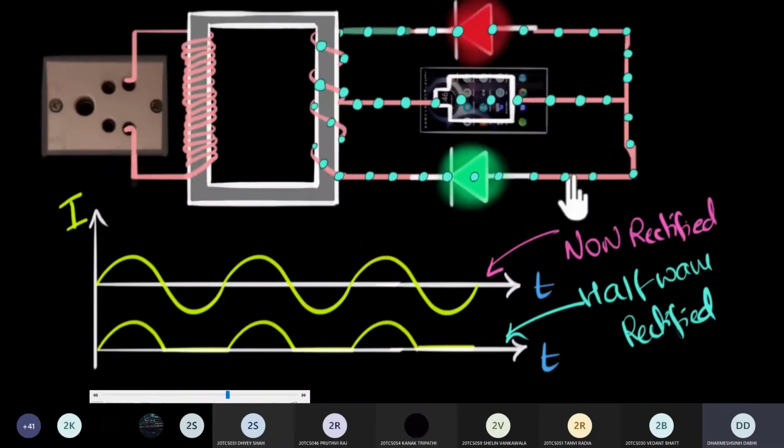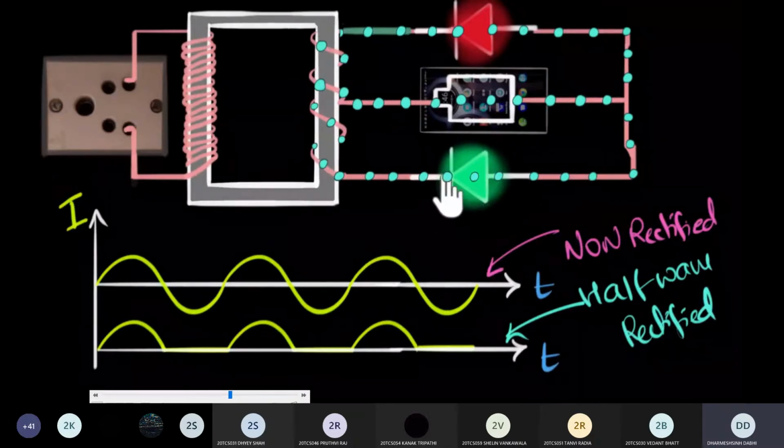Similarly, when the charges are trying to flow anti-clockwise, the exact opposite happens. See, when the charges are trying to flow anti-clockwise, this circuit will be switched off. You see, this diode will not allow that. So that will be green. Sorry, that will be red.